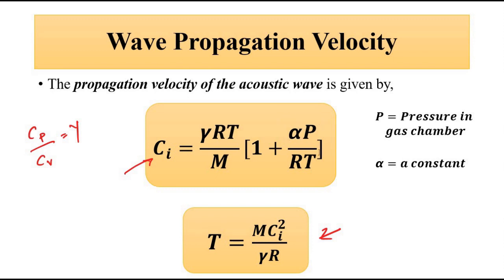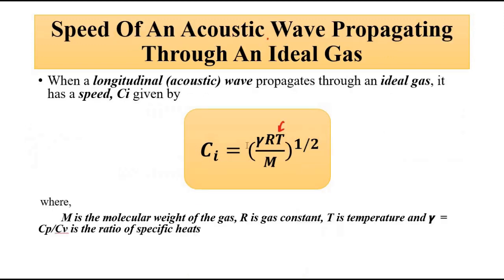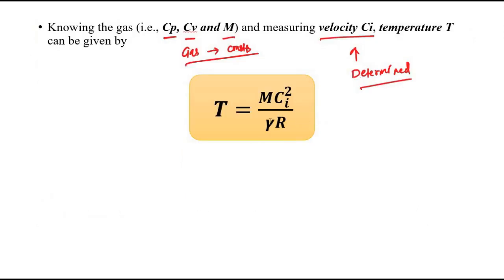1 plus alpha p, p is the pressure, by RT. R again the gas constant, T is the temperature. So we get the propagation velocity of the acoustic wave. Then using this we can calculate the temperature, which is given by m ci square by gamma R. This first relationship where we came across this, squaring both sides, we get T is equal to m ci square by gamma R. Like I said, from the gas we can get these values.